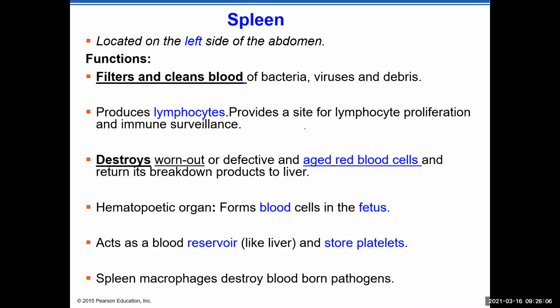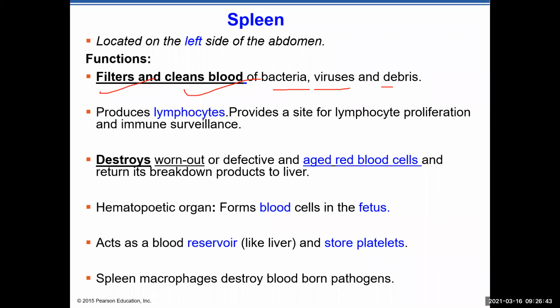But when we say spleen, first of all, you have to understand that the spleen is made up of two types of tissues: the white pulp and the red pulp. The white pulp has mostly immune related functions, and the red pulp has blood related functions. When we say that the spleen can filter and clean the blood of the bacteria, viruses, and the debris, this is a very important job done by the spleen. Cleaning the blood, filtering the blood.